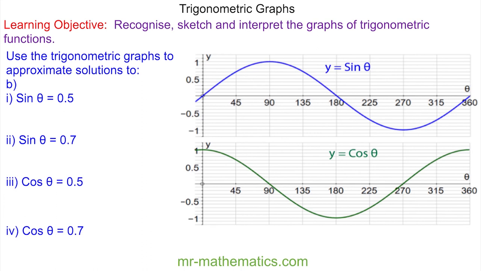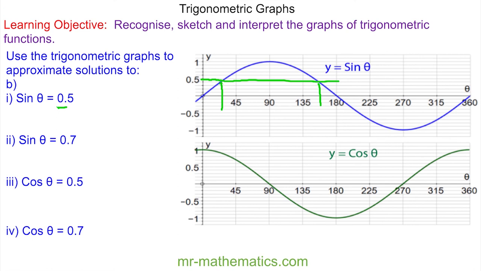Okay, we're going to move on to one more type of equation. As well as finding the y values when you know the angle, we can also work out the angle when we know the y value. But this is a little bit more complicated. So we start with sine theta is 0.5. So we draw a line across at 0.5. And you can see that the line intersects our sine theta graph at two points, here and here. So there are two solutions to this.